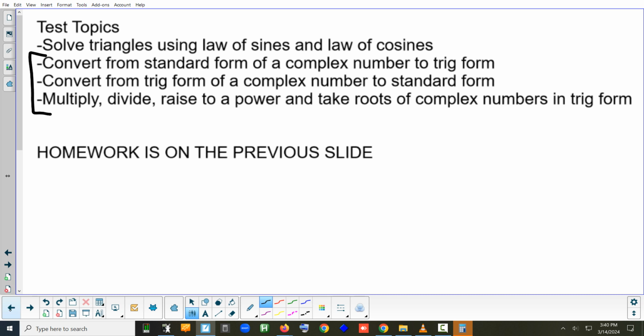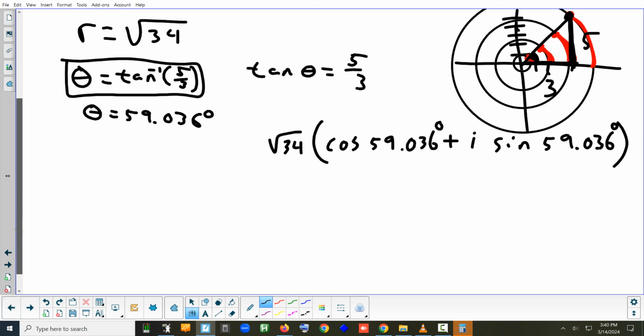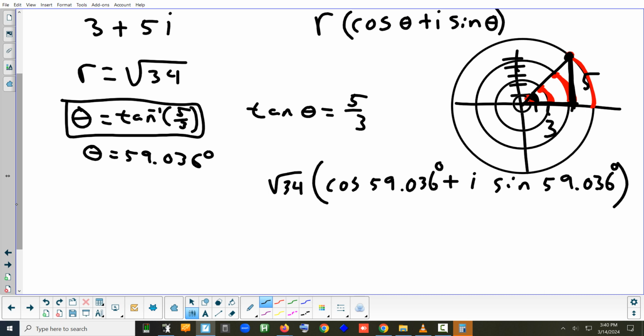Now, the next thing is just converting it back the other way, converting from trig form to standard. Let's take the number we just did. How could we take that and change it back to what we started with? Sorry, I'm still writing this down. Take that and convert it back.